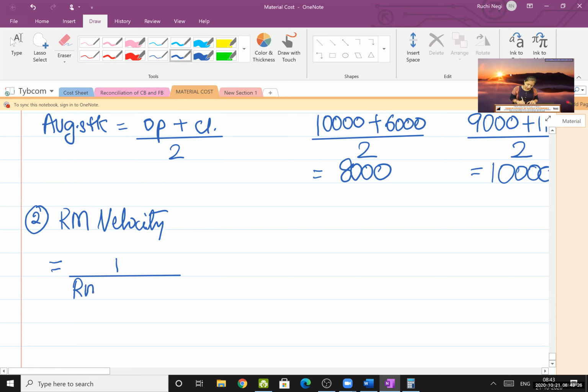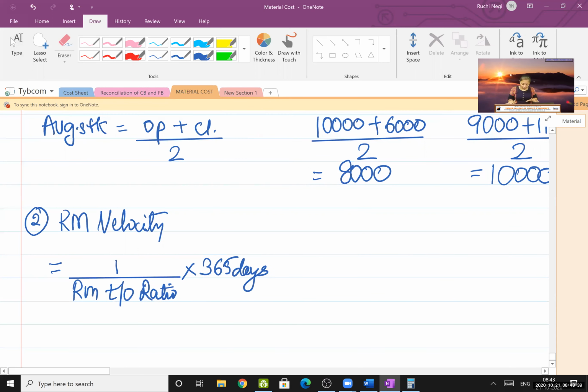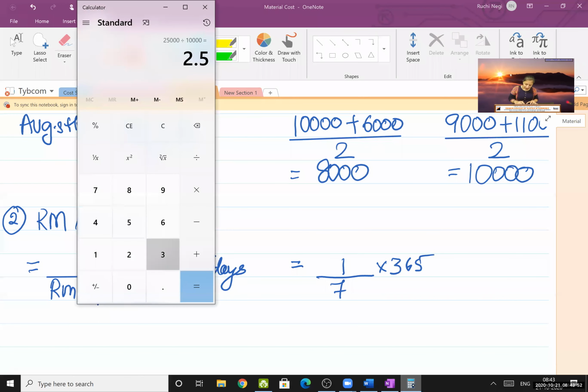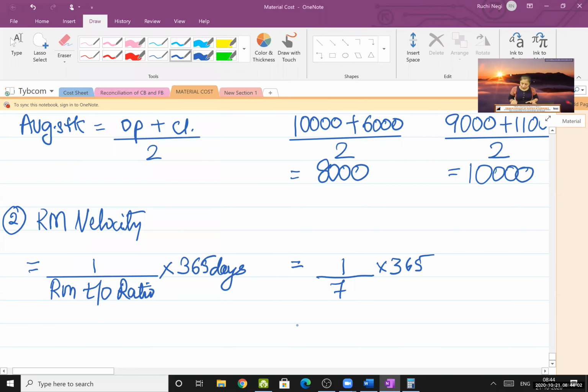1 upon raw material turnover ratio into... nothing is mentioned, right? I calculate in days, so I'm multiplying with 365 days. You can calculate velocity in months also, it is up to you, but I prefer days. So write down here 1 upon 7 into 365. So solve this. 365 divided by 7 is 52.14. So round off, make it 52 days.